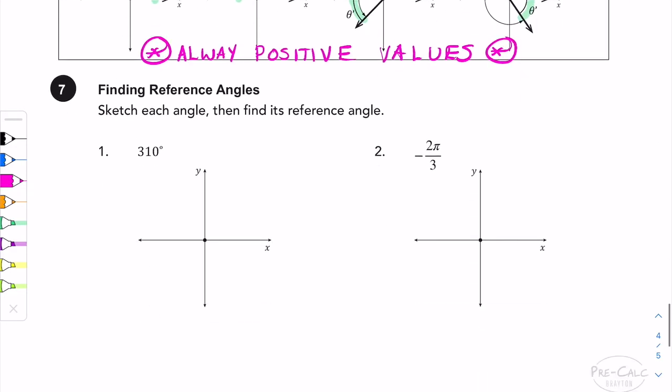Okay, number 1, finding the reference angle. So we need to first sketch 310 degrees. I know that 310 degrees is a positive angle, so I'm moving counterclockwise. I also know that 310 is 50 degrees shy of 360. So my angle is in this location. So if you're in the 4th quadrant, the reference angle always returns back to the positive x-axis. And if we're graphing 310, that means that our reference angle is 50 degrees shy of 360, and 50 degrees is your reference angle.